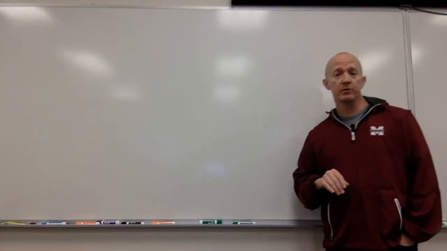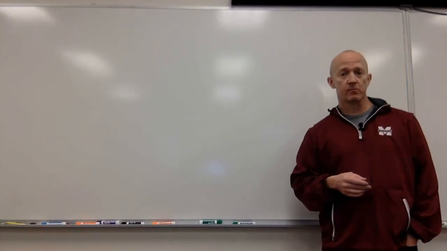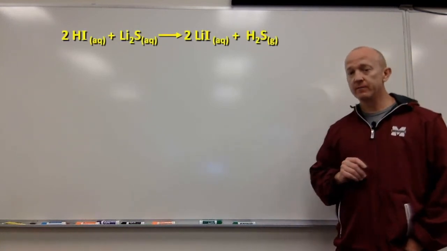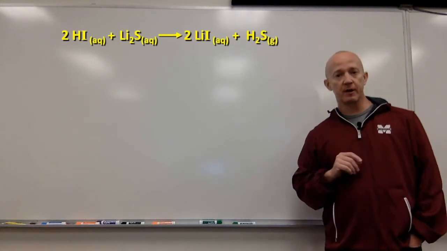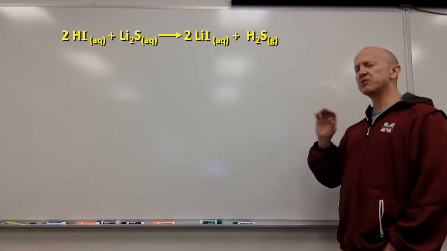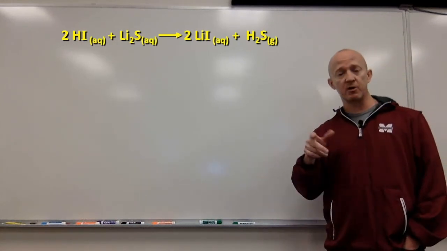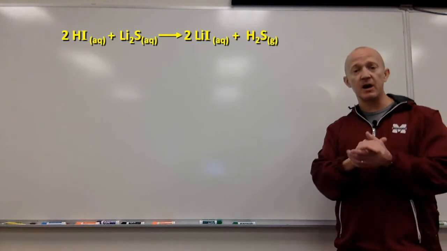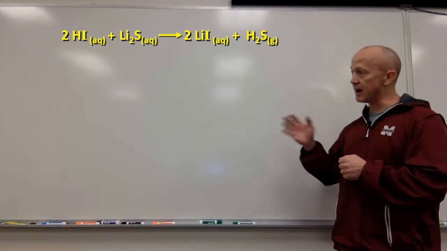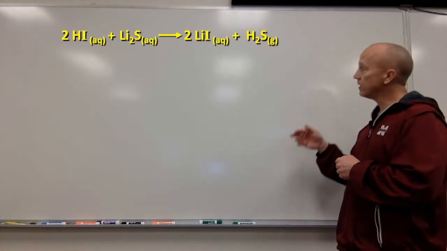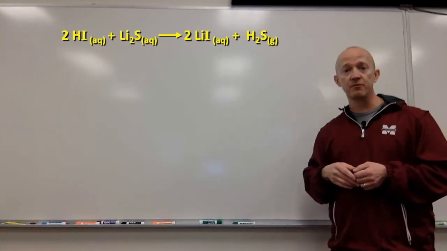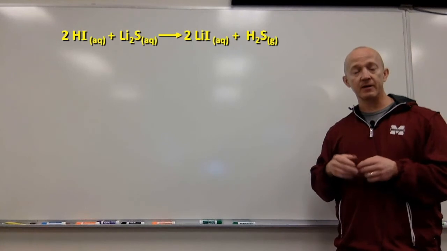Let's do one more for you. This one will produce a gas for us. It's the reaction between hydroiodic acid, HI, and lithium sulfide, Li2S. Both of these are aqueous solutions, and when we're determining our products, remember that we switch partners, don't we? And remember that positives always bond with negatives. They don't bond with each other. In this case, our lithium ions will combine with the iodide ions to form lithium iodide, and the hydrogen ions will combine with the sulfide ion to form hydrogen sulfide, H2S.